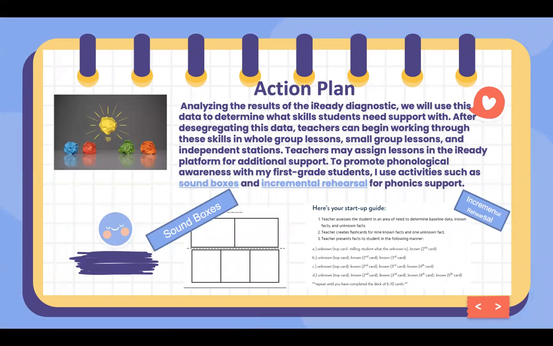So with this information, once my students complete their screeners, I look at their screener information to see what skills they are missing, in conjunction with working with their teachers to determine how we can work through these skills in the whole group lessons, small group lessons, and independent stations. Teachers, as well as myself, also have the ability to assign lessons in the iReady platform for additional support. And so to promote phonological awareness with my first grade students, as well as phonics, I am going to be using activities such as sound boxes and incremental rehearsal for support.